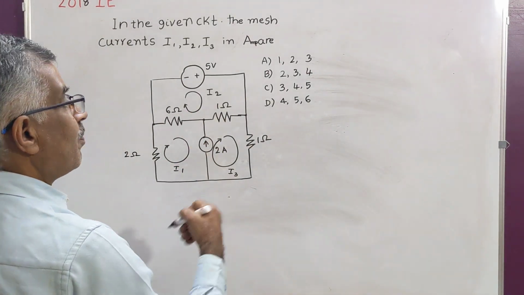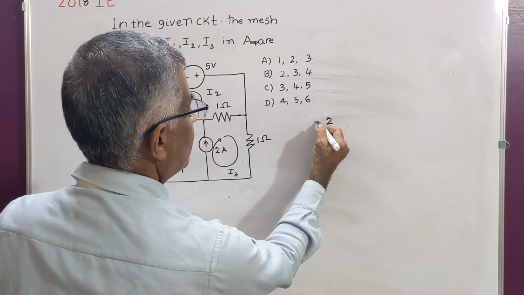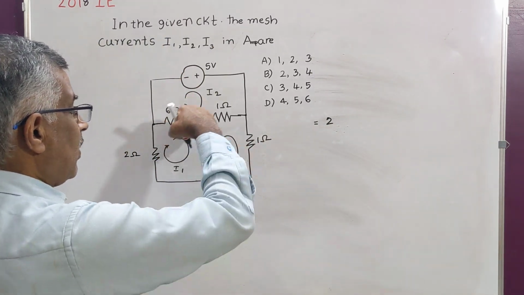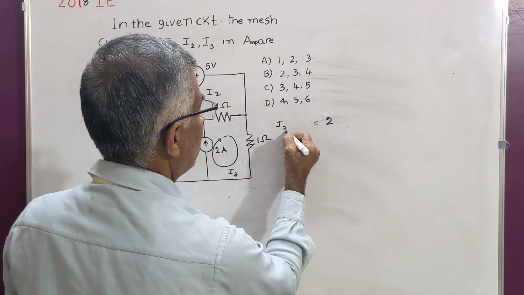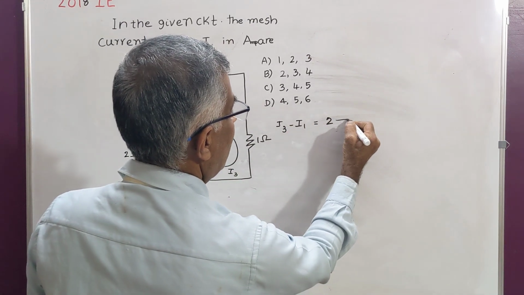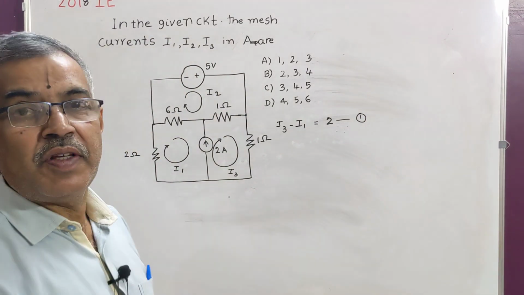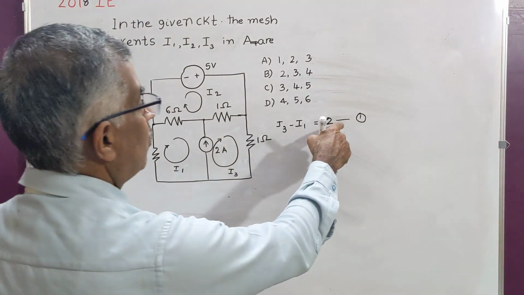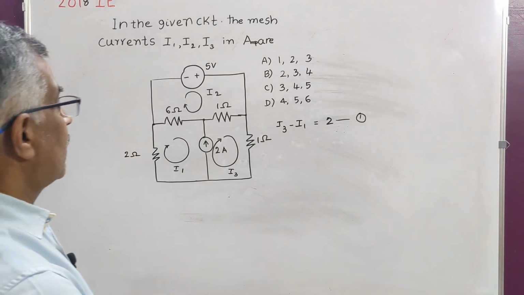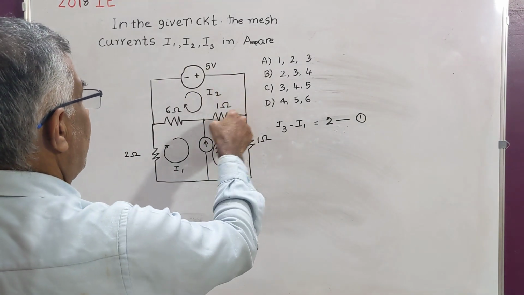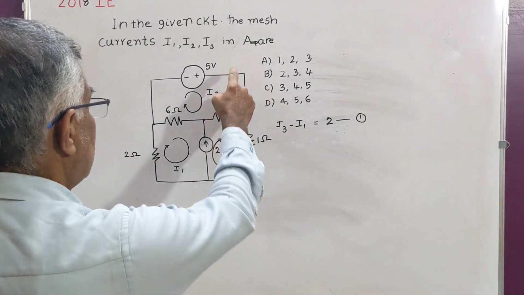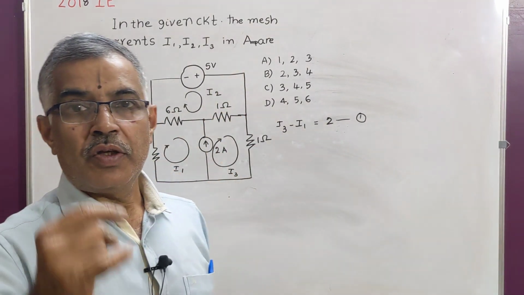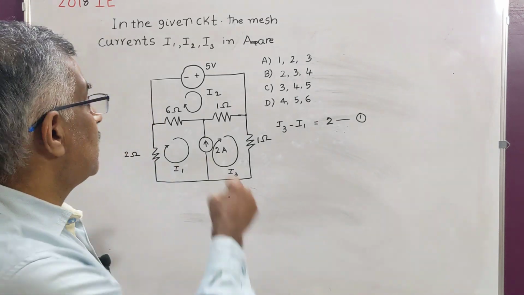Therefore, what is 2 amperes? 2 amperes is equal to I3 minus I1. So this is the first equation. First we have to relate mesh currents with the current source value: I3 minus I1 equal to 2. Now next, this is a path where you don't find a current source, and this is another path where you don't find a current source. You are supposed to apply KVL to these two paths.